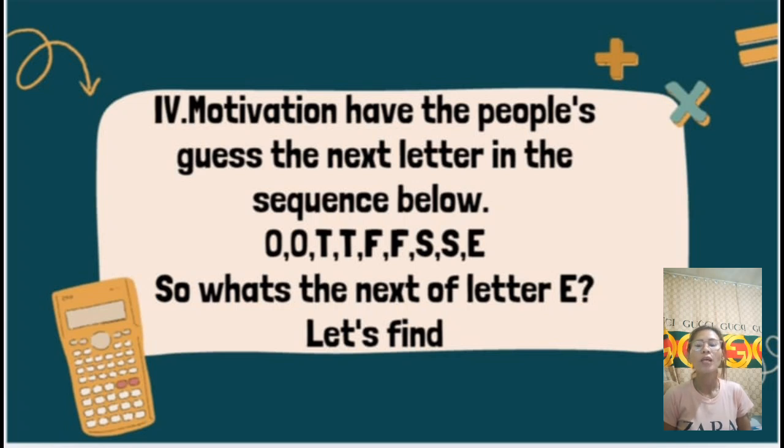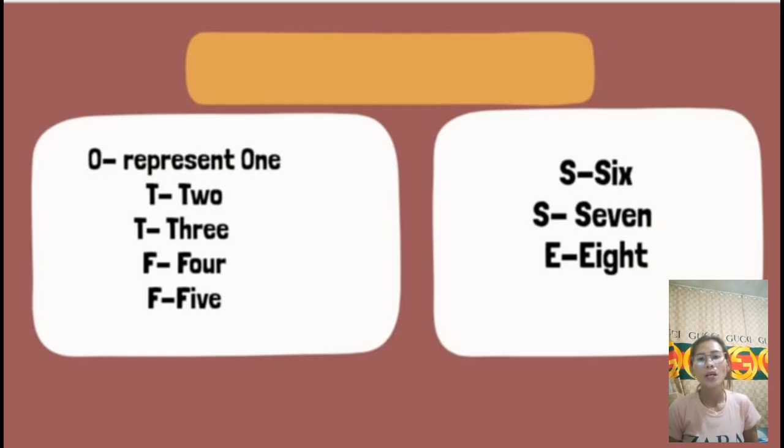Okay, let's find. Kani nga sequence, nag-consist ni siya sa mga first letter of the English words for the numbers nga gikan sa 1 to 8. So, what's the next letter? As you can see in the pictures, so the next letter is N, which is represented by the first letter of the number 9. Gets nyo? Okay, let's proceed to the presentation.